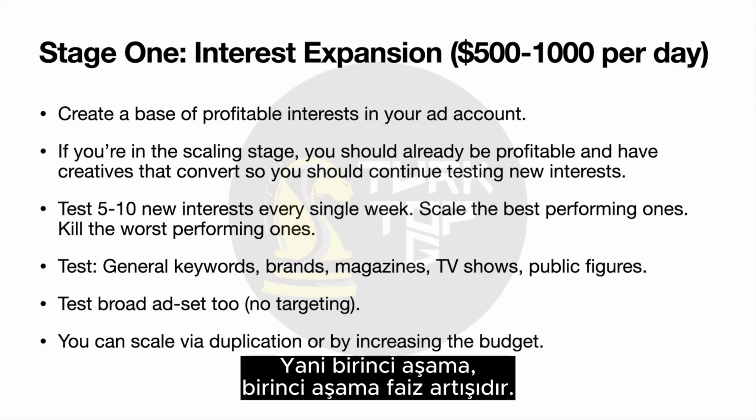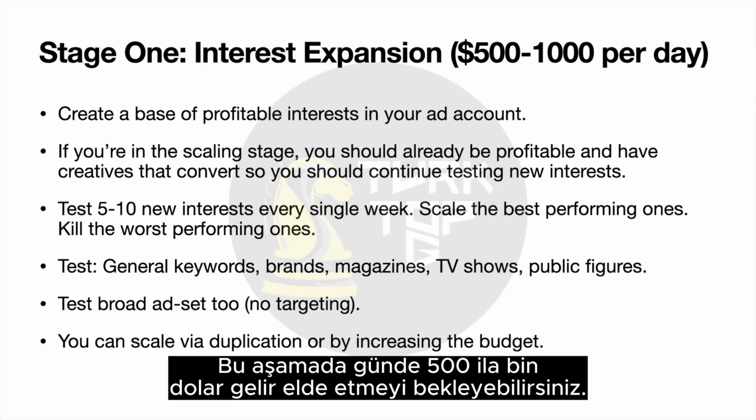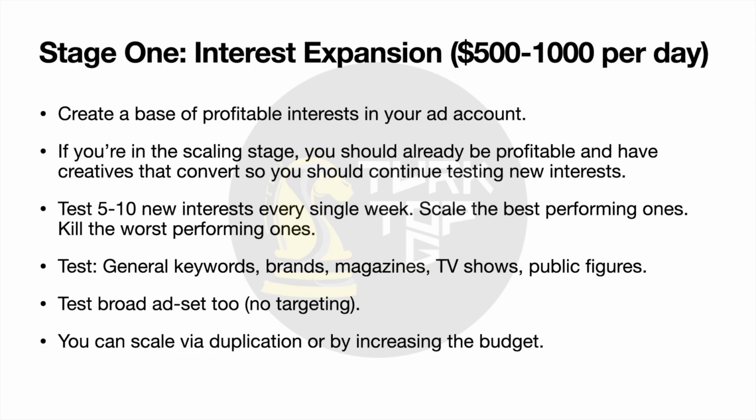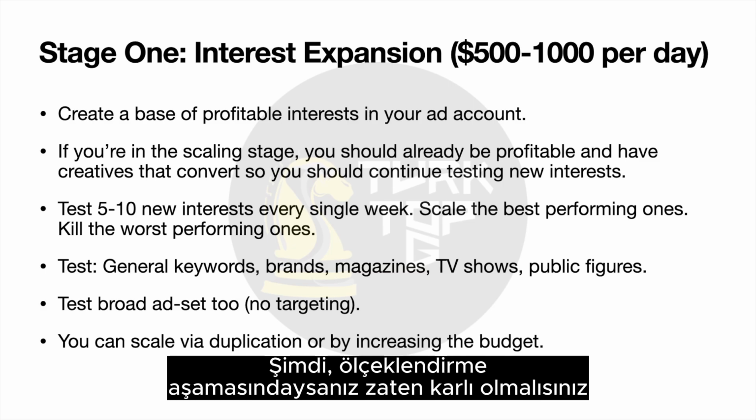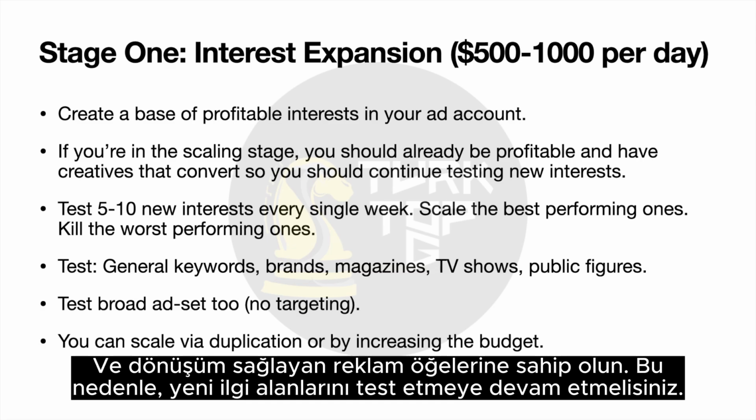So stage one. Stage one is interest expansion. At this stage, you can expect to get to $500 to $1,000 per day in revenue. So with interest expansion, the goal is to create a base of profitable interests in your ad account. Now, if you're in the scaling stage, you should already be profitable and have creatives that convert. So you should continue testing new interests.